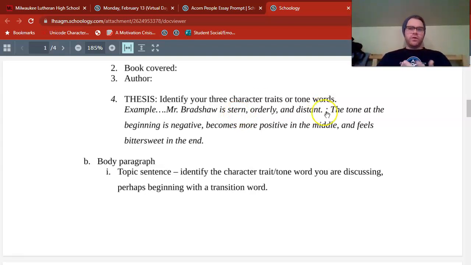Or if you're doing tone, it might look something like this. The tone at the beginning is negative, becomes more positive in the middle, and feels bittersweet in the end. For this example thesis, I was intentionally kind of vague. I would probably expect you to use better adjectives than negative and positive if you're choosing that prompt.